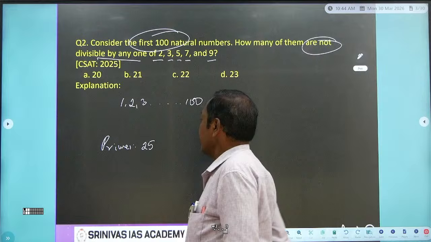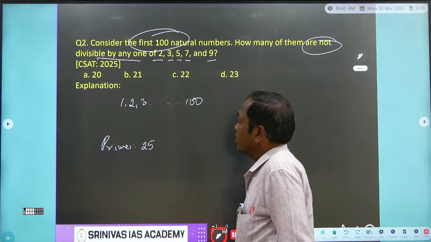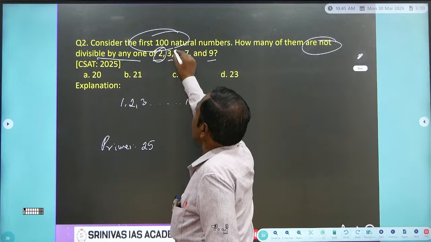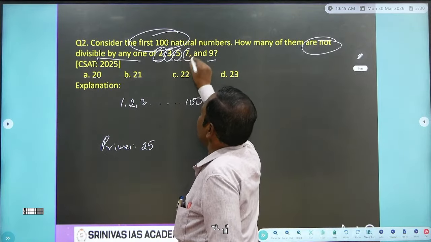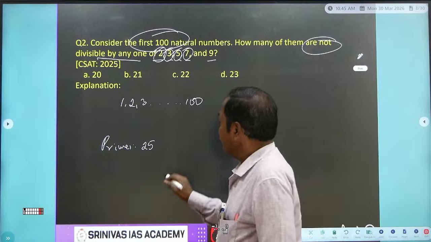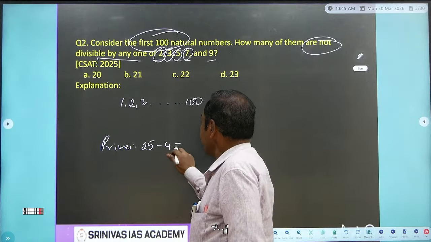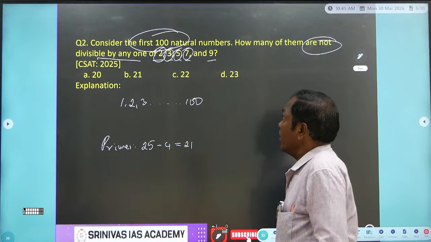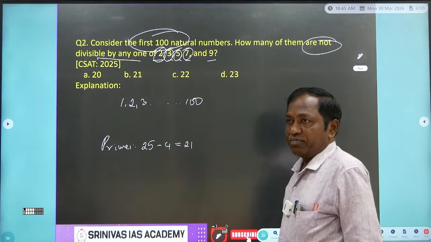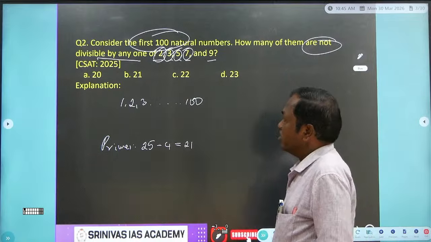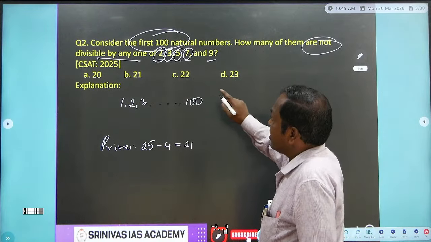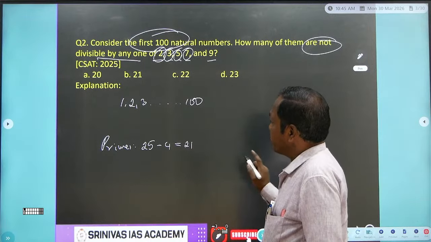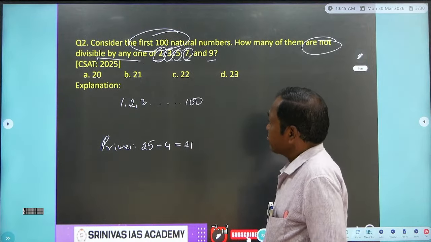Yes, sir. Right. And then minus 4, sir. 3, 5, 7, 9. This is also a prime number, this is also a prime number, this is also a prime number. Minus 4, you can take. It means take 21. 9 is a composite number. See what happens: 25 minus 4, 21 is the right answer.